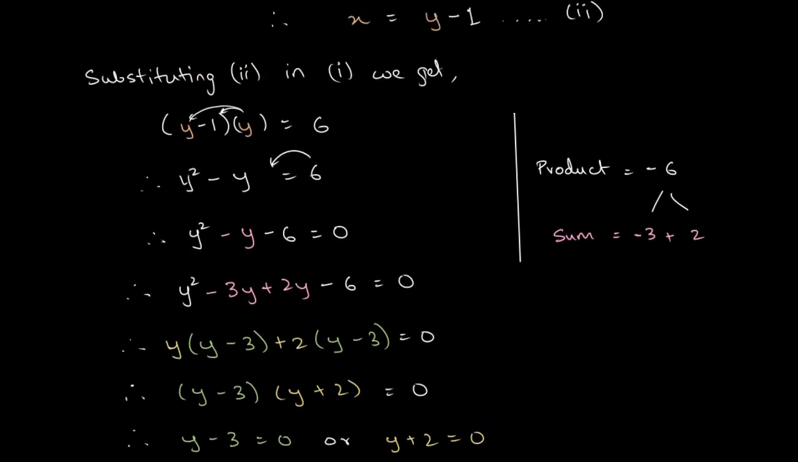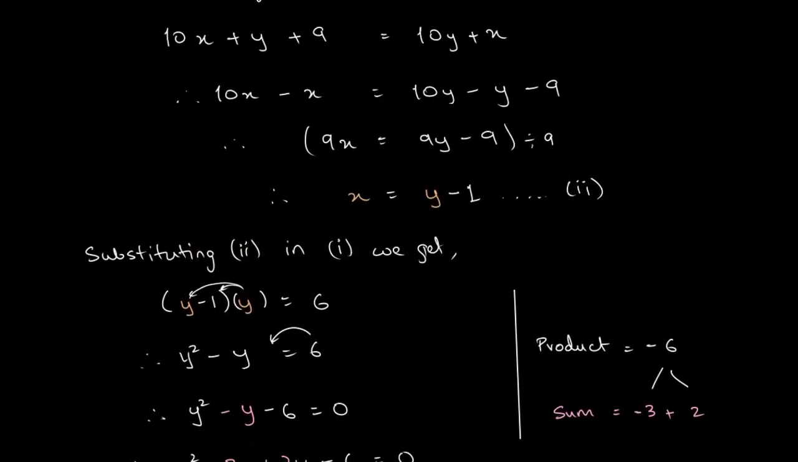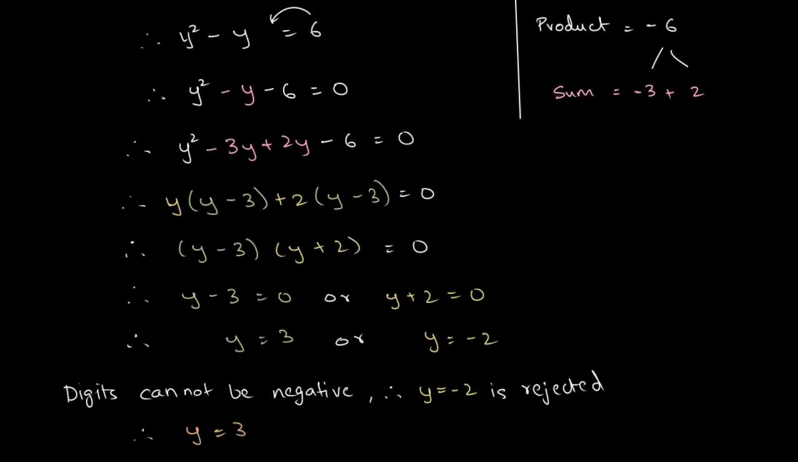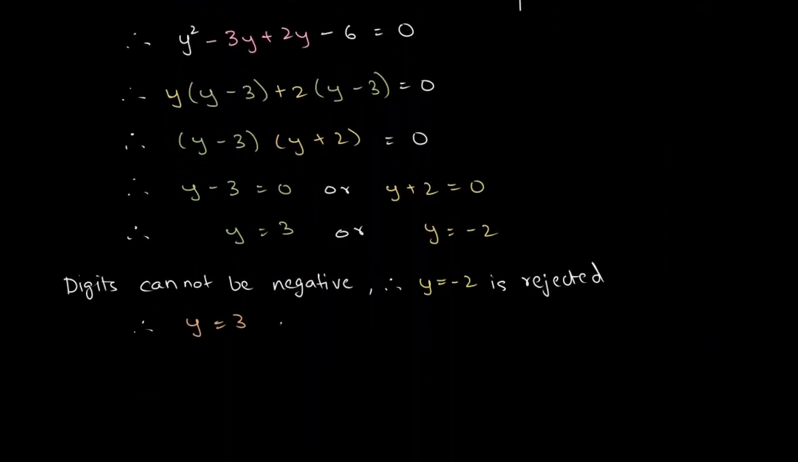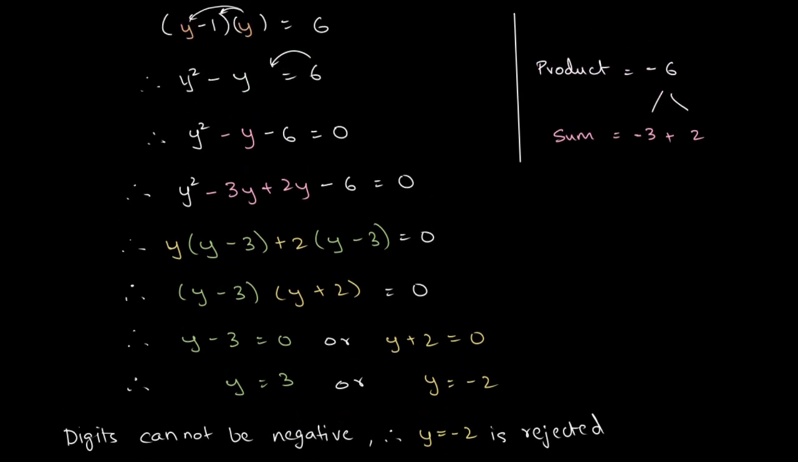And we also need to find the value of x, which we can do by solving equation number 2. X is equal to y minus 1, which is equal to 3 minus 1, which is equal to 2. So we found the value of x and y, but that is not the final answer.